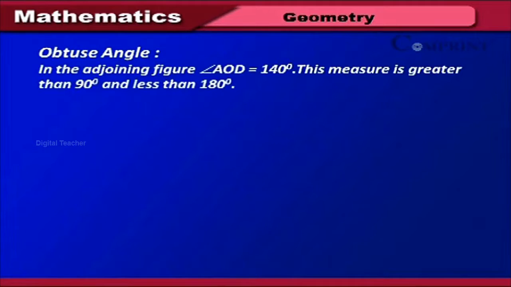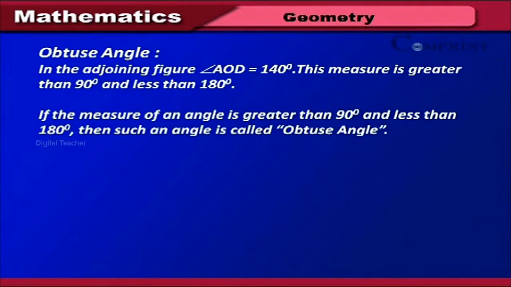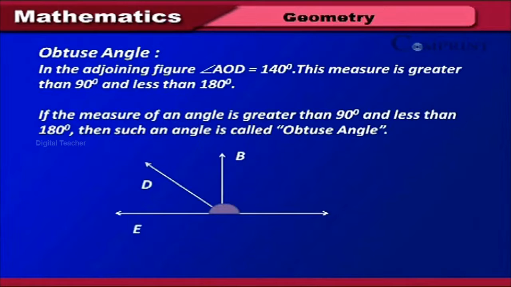Obtuse angle. In the adjoining figure, angle AOD is equal to 140 degrees. This measure is greater than 90 and less than 180 degrees. If the measure of an angle is greater than 90 degrees and less than 180 degrees, then such an angle is called an obtuse angle.